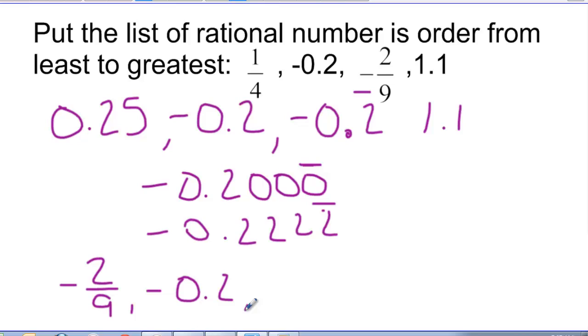Now I need to look at my positive numbers. I have 0.25 and I have 1.1. Well, 1.1 has a 1 in the ones place, whereas 0.25 has a 0 in the ones place. 1/4 is always going to be smaller than 1 and something else. So 1/4 is my next smallest number, and then my largest number is 1.1. So I have now put those in order from smallest to largest.